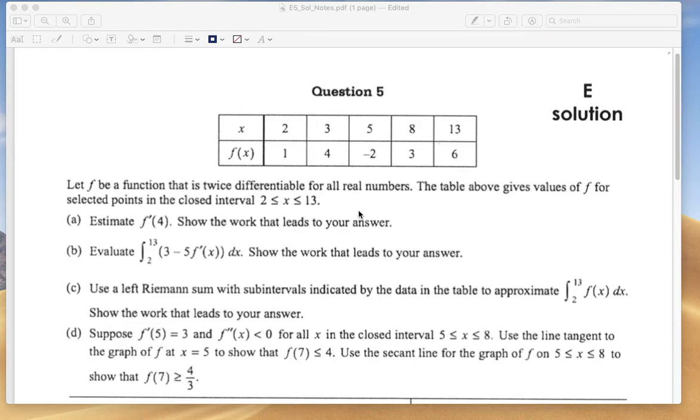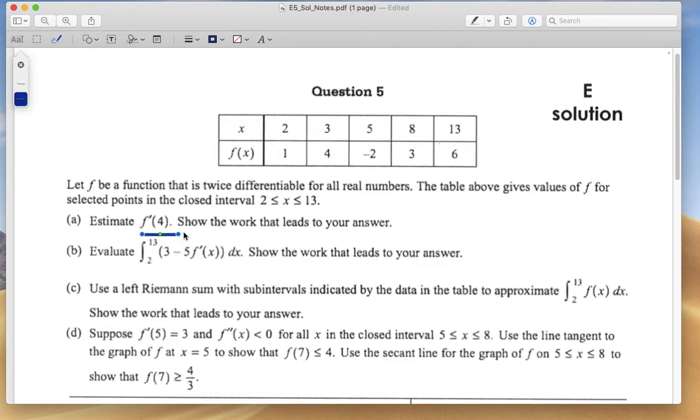Okay, this is the solution to E5. E5 gives us data about a function f in the form of a table. And so what they want us at first to do is to estimate f prime of 4, the derivative of f at 4. So we look at the table.